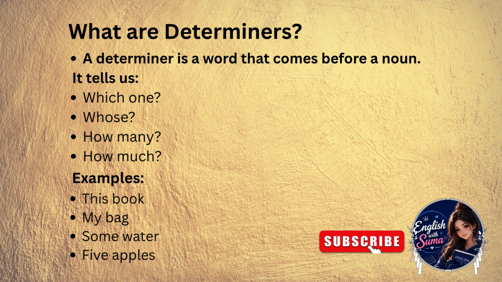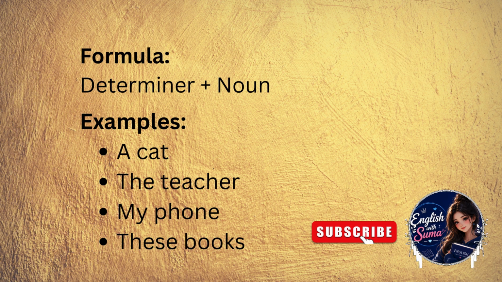It gives us more information about the noun. It can tell us which one we're talking about, who owns it, how many there are, or how much there is. The formula is very simple. Determiner plus noun. The determiner always comes before the noun.